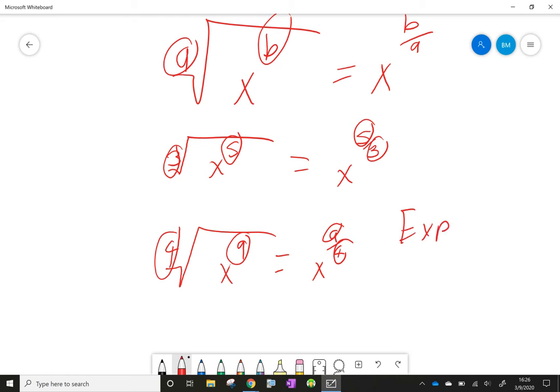So exponent equals numerator, or top, and index equals bottom.